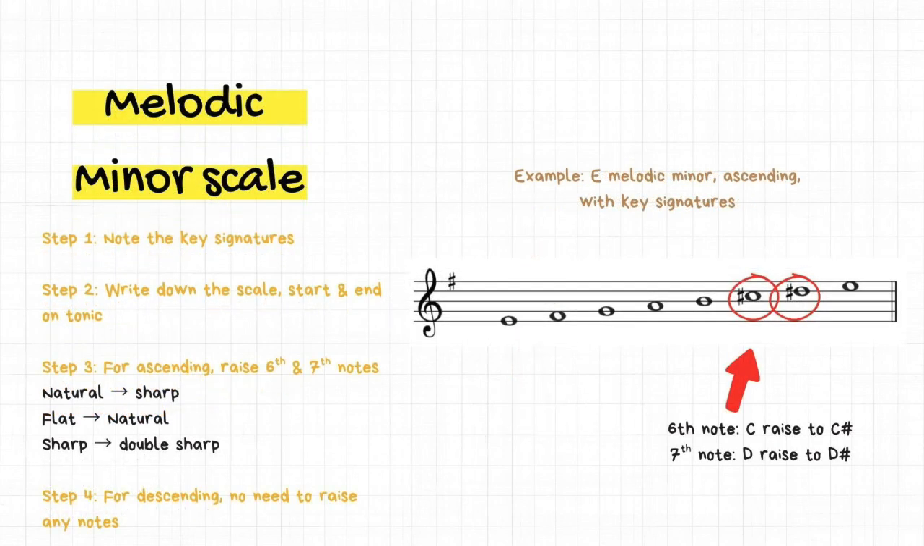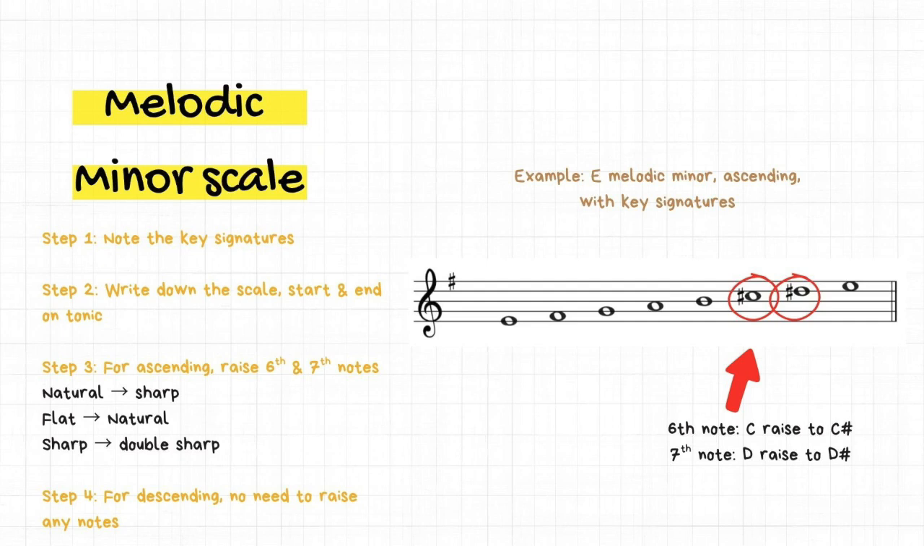Now let's talk about the melodic minor. First step also, we should note the key signatures. Step 2, write down the scale, start and end on tonic, which is the first note. For ascending, we should raise the 6th and 7th notes. The natural will be turned into sharp, flat turns into natural, and sharp turns into double sharp. And step 4, for descending, there is no need to raise any notes.